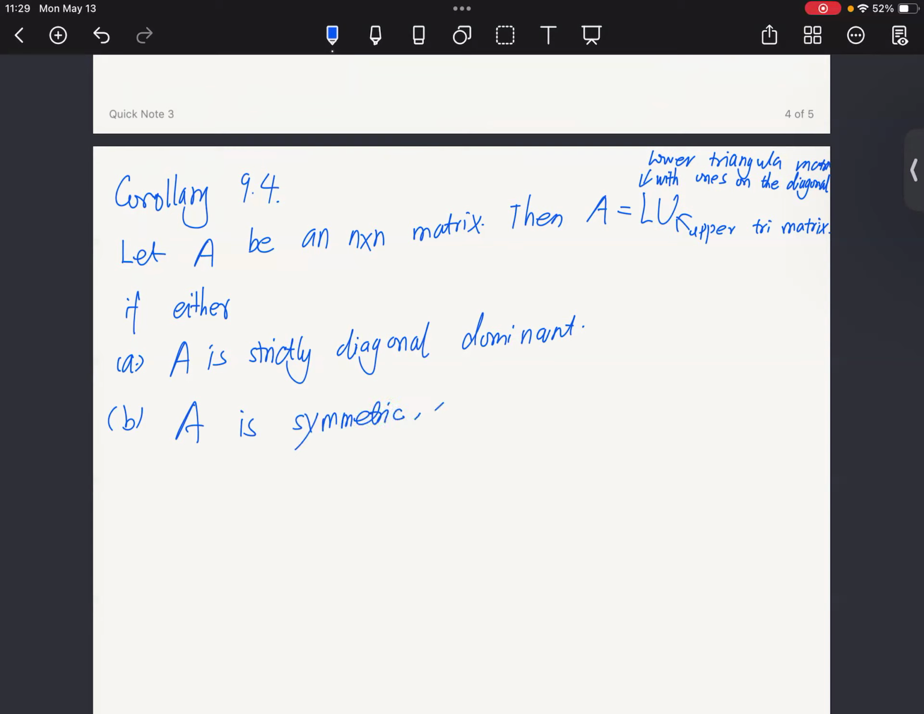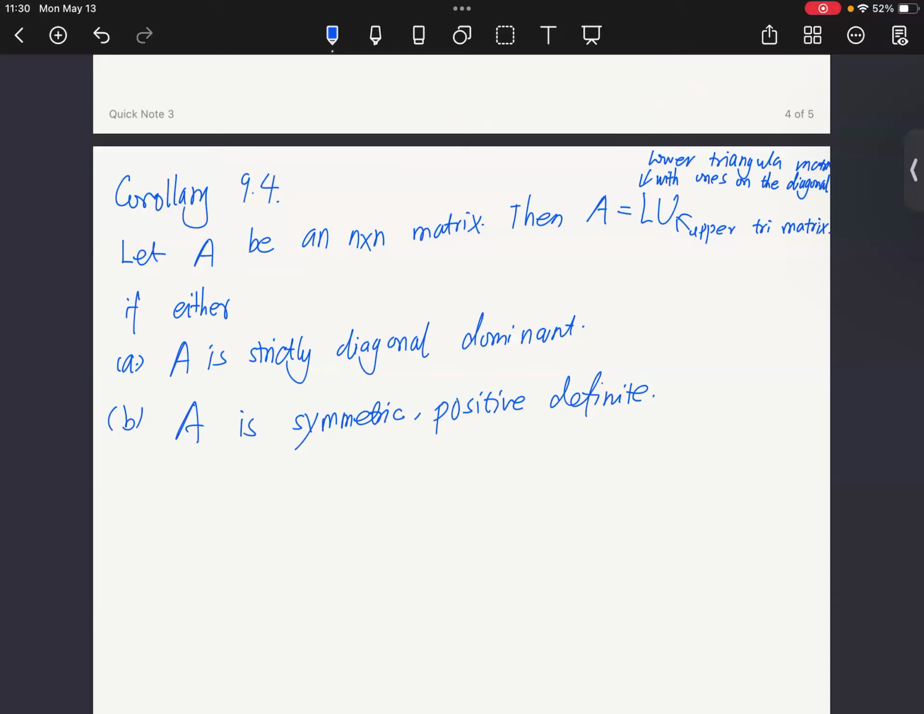And then positive definite. A lot of the time, the students would get confused. Should I find out a matrix that satisfies both criteria or not? Because this means you can satisfy either this criterion or this criterion, and then we would have LU factorizations for the A matrix.